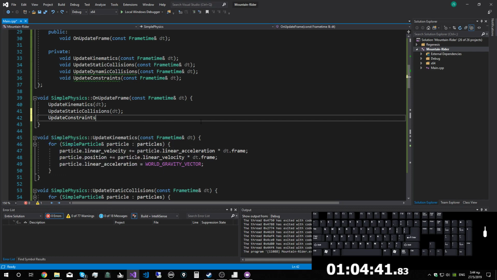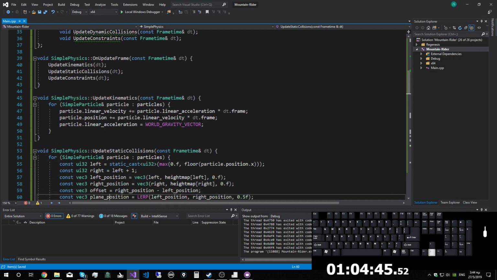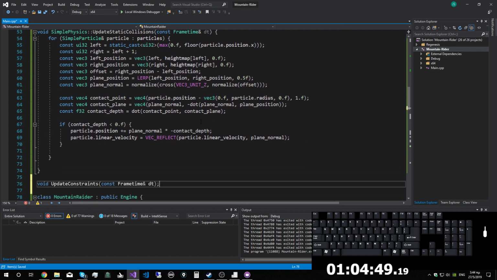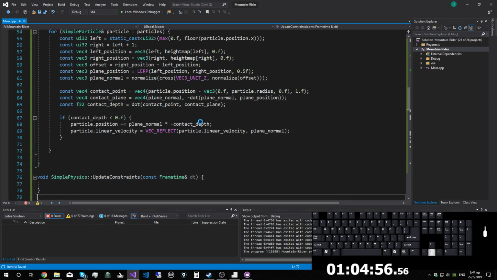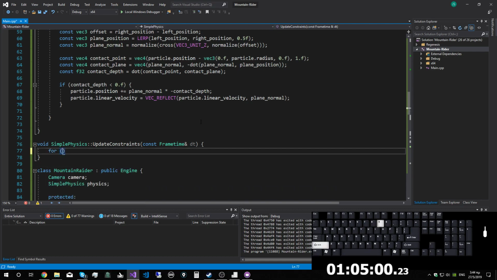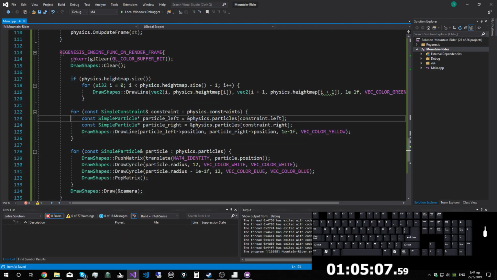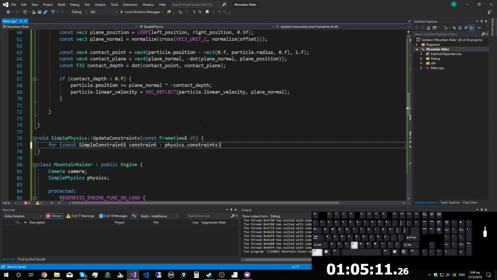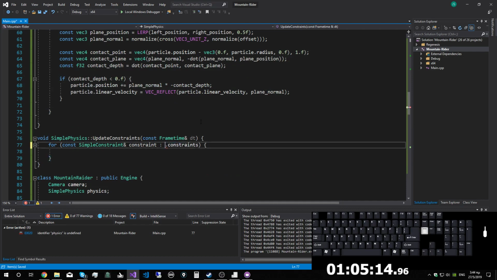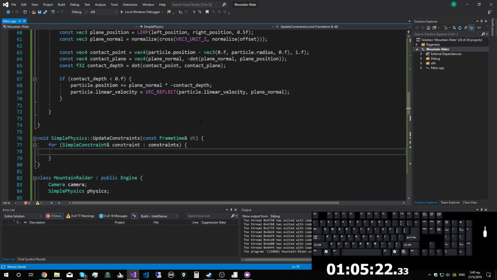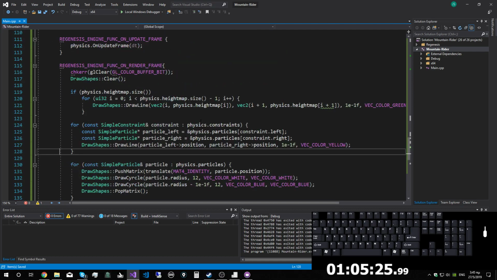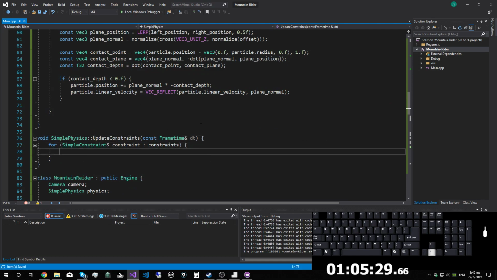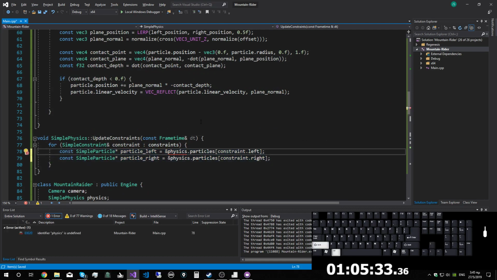Update constraints with delta. And then we need to run through all our constraints, right? And because I'm feeling lazy now, let's copy that and just paste it here. Delete that. It is not a const, but yeah. Now we also need to get these two guys, not const because we will change them.